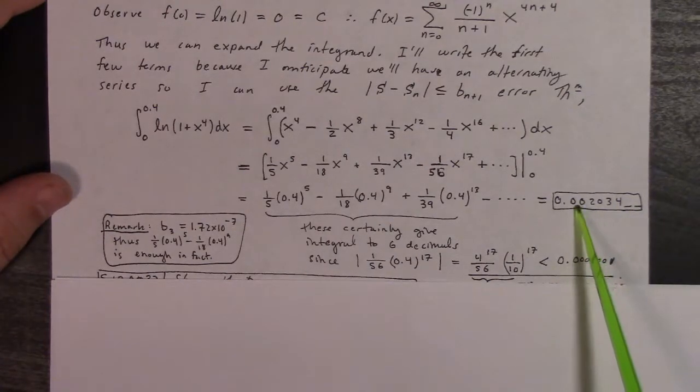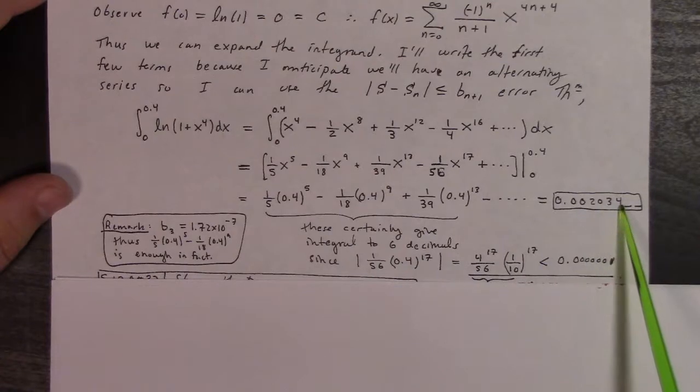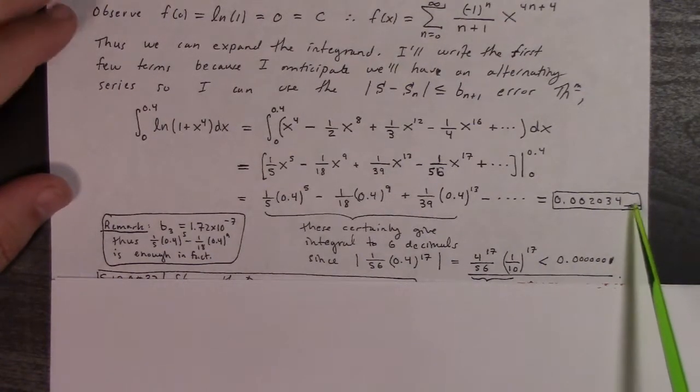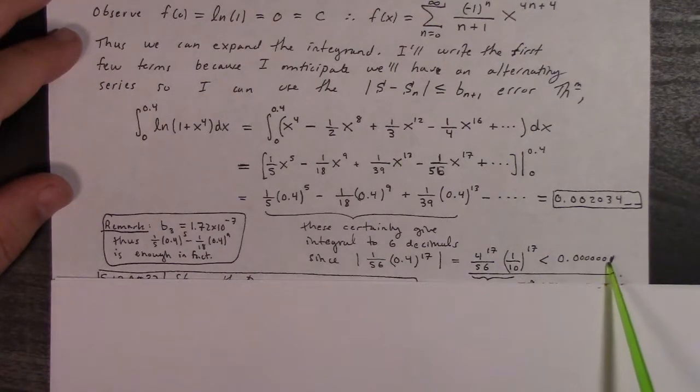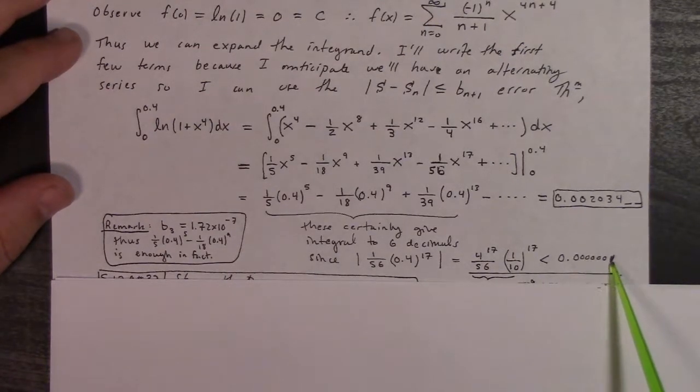Anyway, there are 1, 2, 3... Oh, that is 6. I'm not sure what's over here. I don't really care. So those 6 digits are certain because the error is in the 7th place, at least.